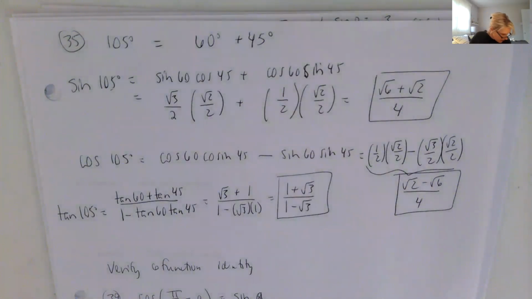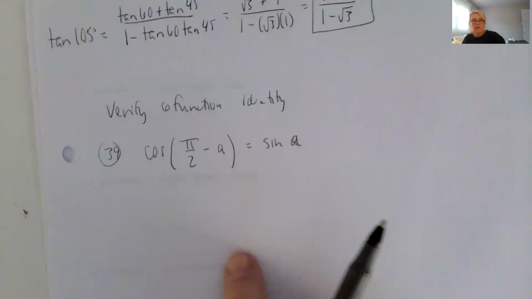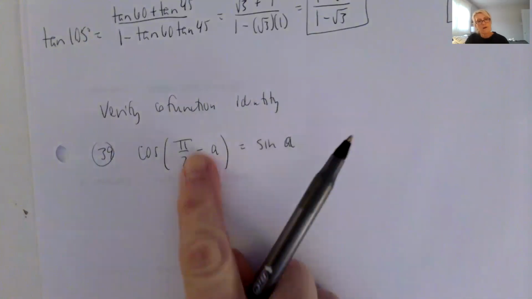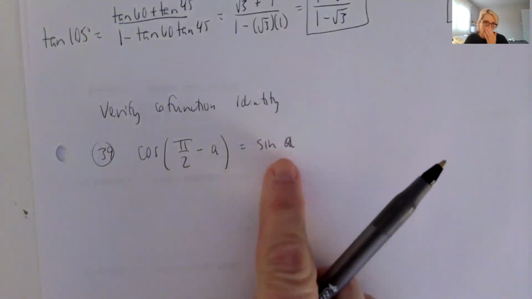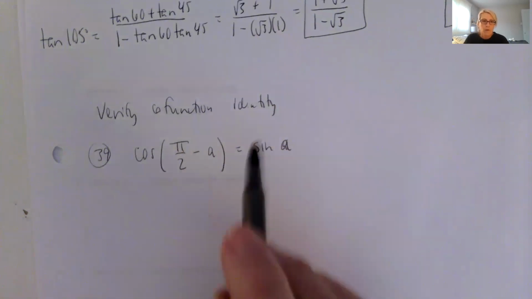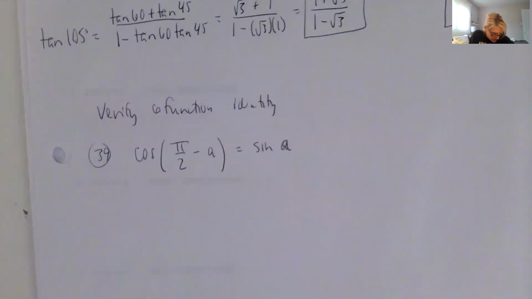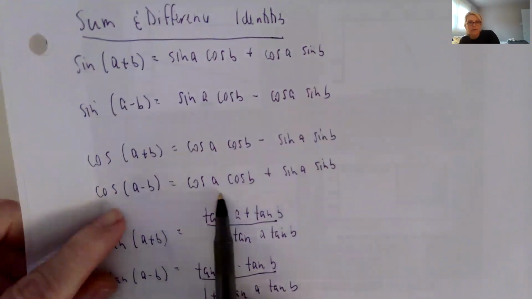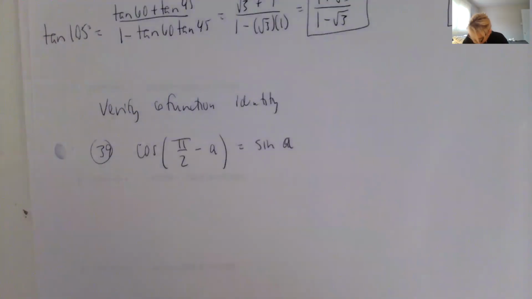So number 39, they're asking us to verify the co-identity. So this is the co-identity for cosine. The cosine of pi over 2 subtracting A is equal to the sine of A. And they want us to verify this. So we're going to use the difference identity for cosine to do that. The difference identity for cosine is cosine A, cosine B plus sine A, sine B.